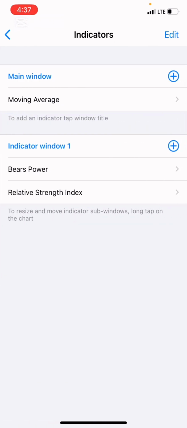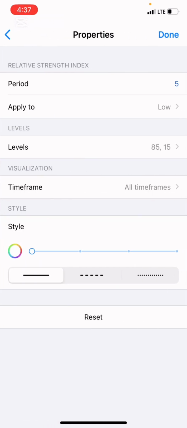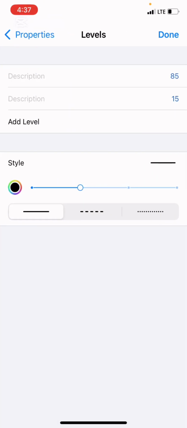And then we are going to be needing period 5 of the relative strength index, apply to low, levels 85 and 15. When you go to that page, ensure to change the color to a color that will pop on your screen. You can see my background is white, so I'm using the dark color.